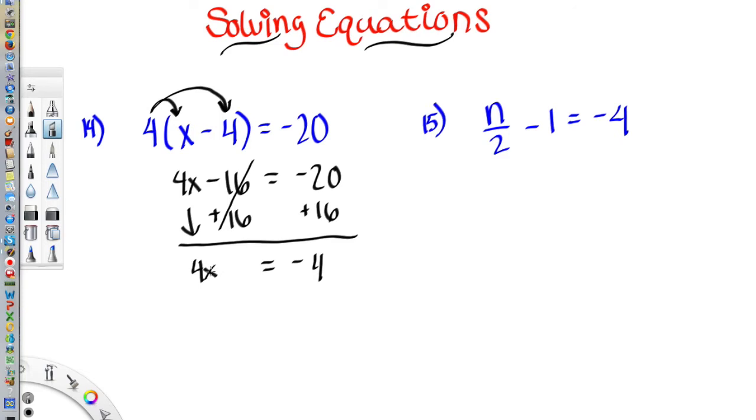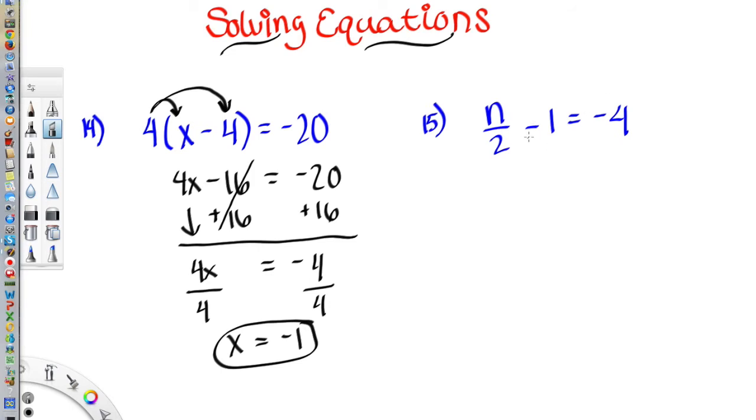Now the only thing being done to the x, the only operation, is being multiplied by 4. The inverse of that is divide by 4. I do that to both sides, and I get x is equal to a negative 1. Over here, I've got no simplification to do. I just can dive right into this.